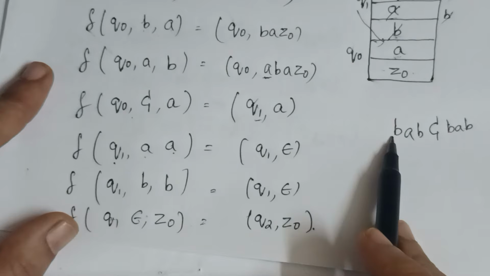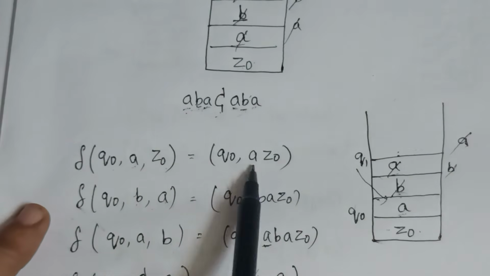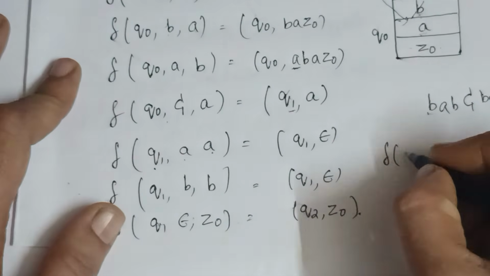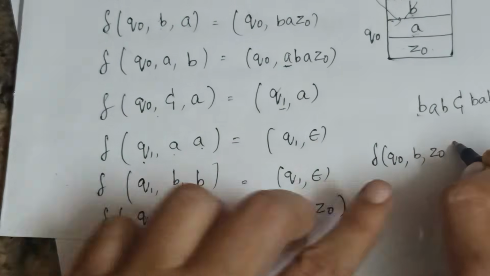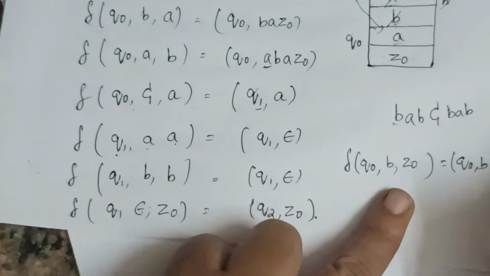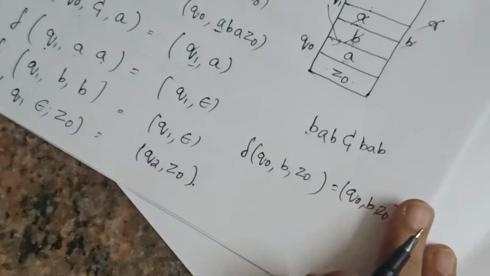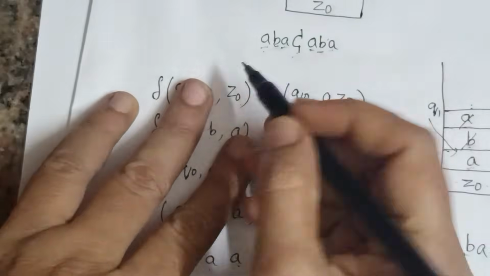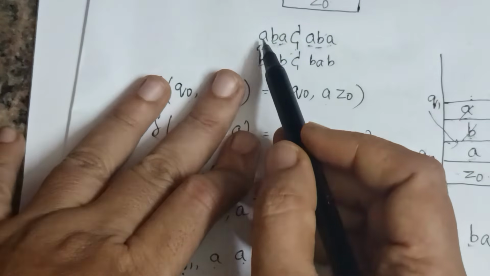Now we will check. Initially we should push B. But here we have only A which we have pushed onto the top of the stack. So we should write another transition function. What is the delta of Q0 on, if Z is top of the stack, I am pushing B, then it will become Q0 B Z0. Okay. So there is no restriction that the first symbol should be A, right? It can be either A or it can be B also.